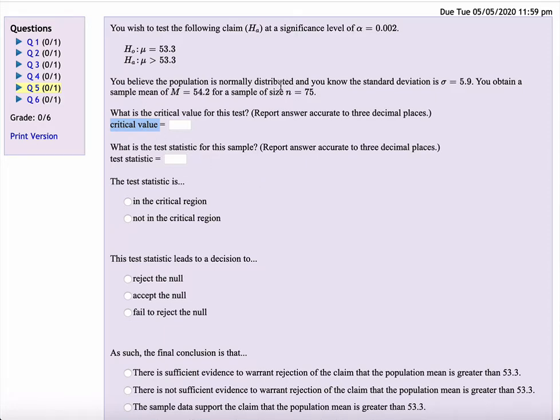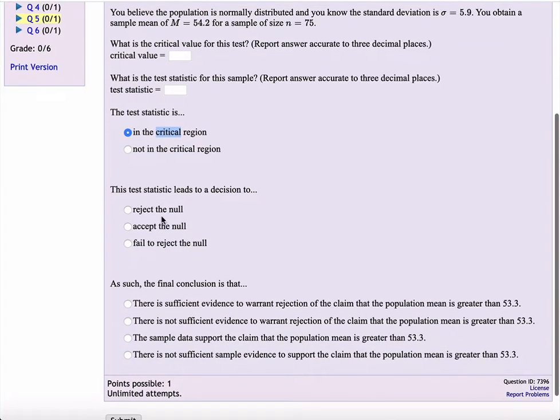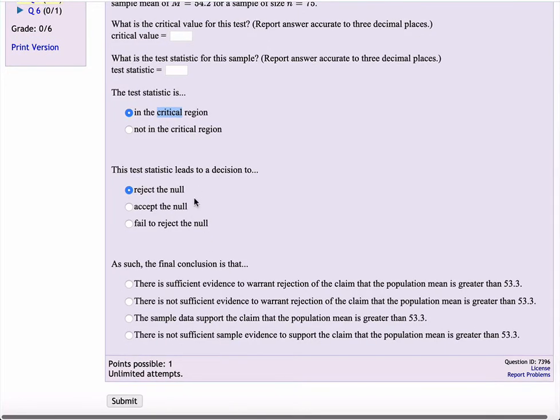At any rate, they give you all this information. You figure out the critical value, the test statistic, and then based on whether or not the test statistic is in the rejection region, which, by the way, they're calling the critical region, same thing. If the test statistic is in the rejection region, then you would reject the null hypothesis. And remember, when we reject the null hypothesis, that means there is sufficient evidence to conclude that the claim is true. So let's see. The sample data support the claim that the population mean is greater. I think it would end up being this one here.